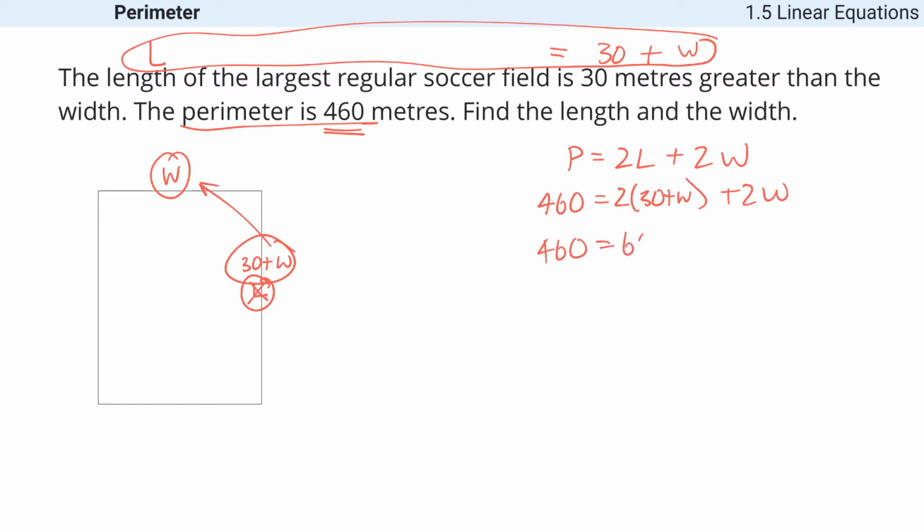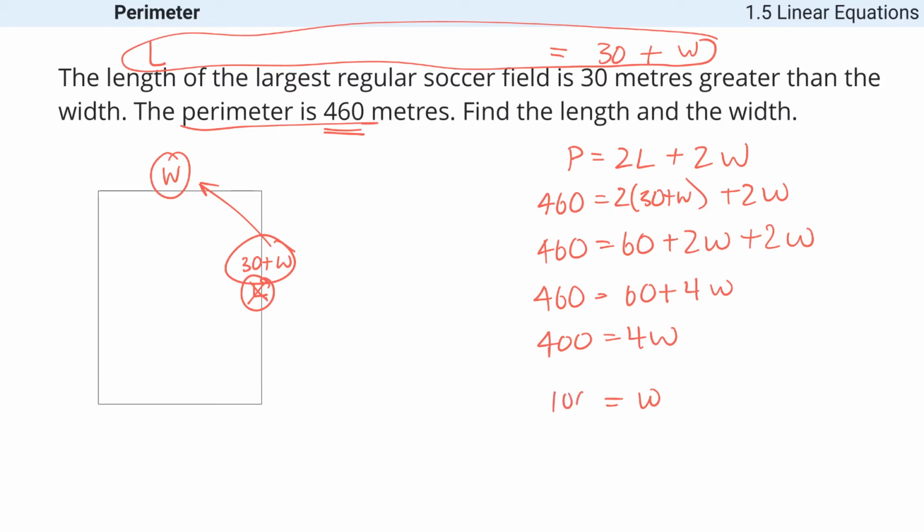Distributive property, that'll be 60 plus 2W. Hopefully I didn't make a mistake on that one. So that would be 60 plus 4W is equal to 460. And then subtract 60 from both sides, so that would be 400 is equal to 4W. Oh, okay, now we'll divide both sides by 4, and 400 divided by 4 is going to be 100.